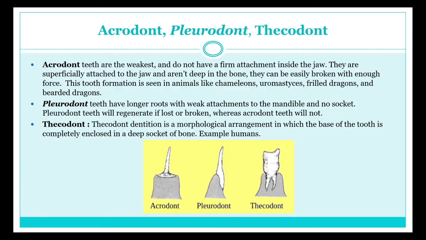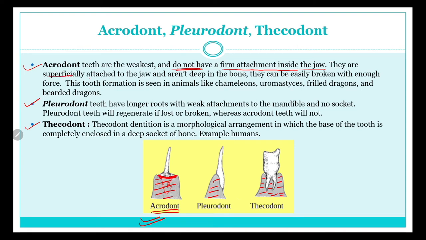Then the other three terms are acrodont, pleurodont and thecodont. Acrodont teeth are the weakest and do not have a firm attachment inside the jaw. Here you can see the jaw portion. This grey portion, the one that is being marked in red now, is the jaw portion. In acrodont you can see that it is just superficially attached on the surface of the jaw. It is not embedded inside. It is just touching the surface. There is no firm attachment inside the jaw.